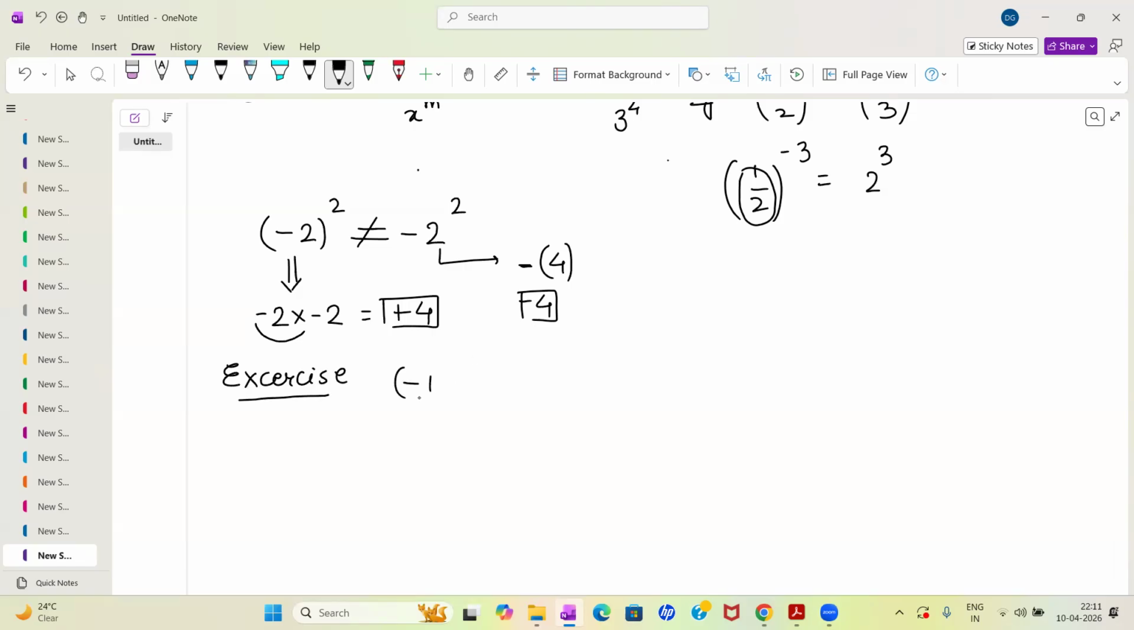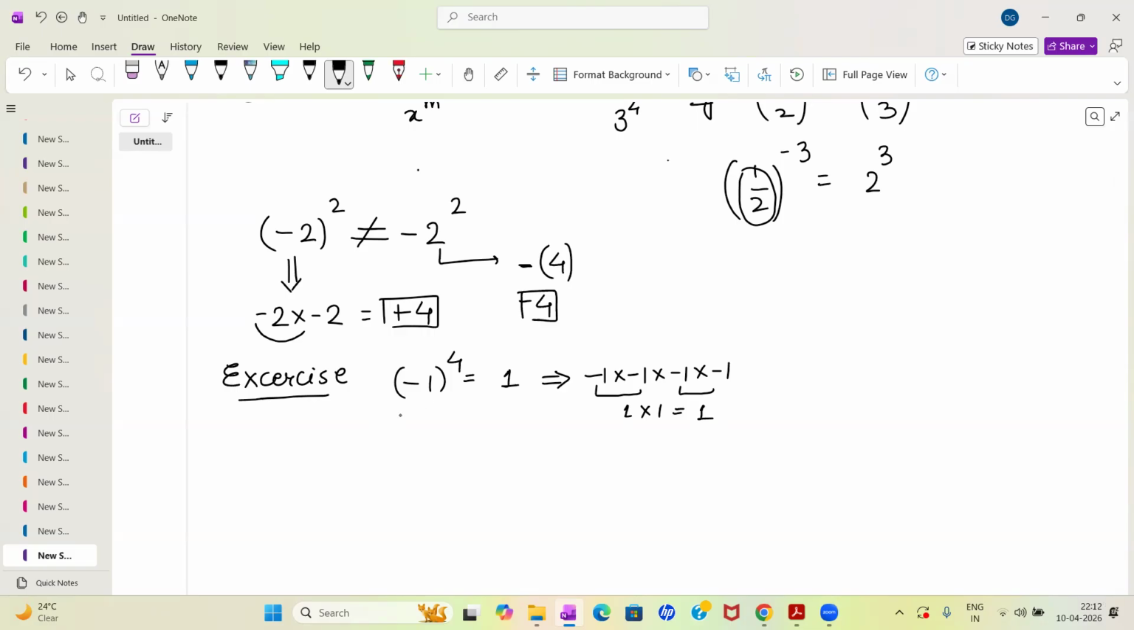Minus 1 to the power 4 can be written like 1. Why? First, we'll understand the logic behind this and then we'll do the shortcut. Minus 1 into minus 1 into minus 1 into minus 1. So minus 1 into minus 1 is plus 1, minus 1 into minus 1 is plus 1, and 1 into 1 is 1. But in examinations, you need very little time.